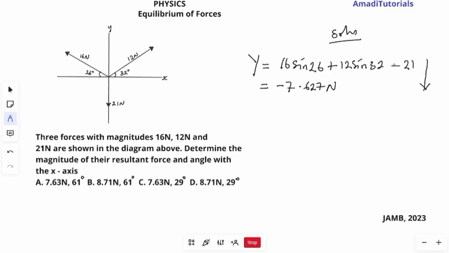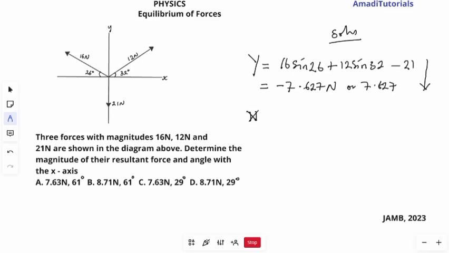So if we had done 21 minus 16 sine 26 minus 12 sine 32, that would have given us positive 7.627 Newton. So we can still write it as positive 7.627. What this indicates is that the resultant is on the downward side, not on the upward side. So let's go to the horizontal.